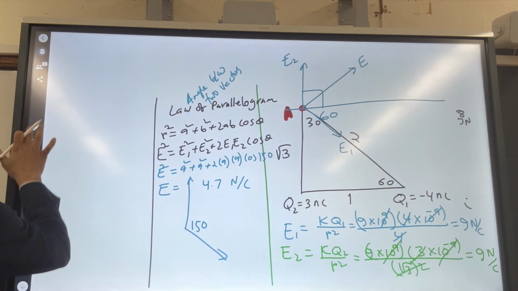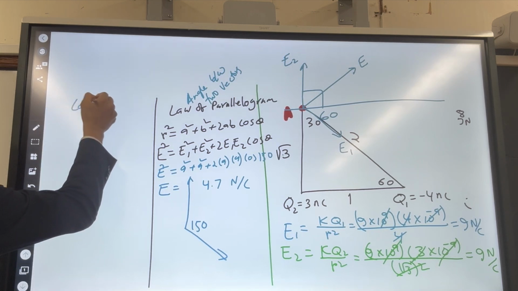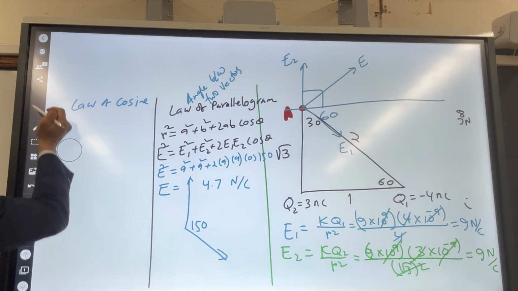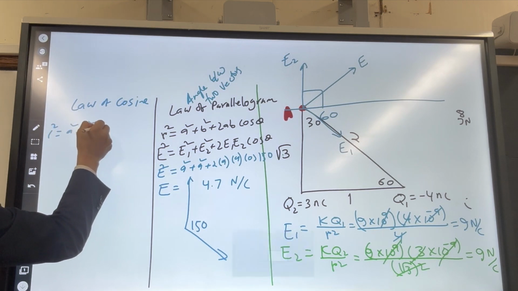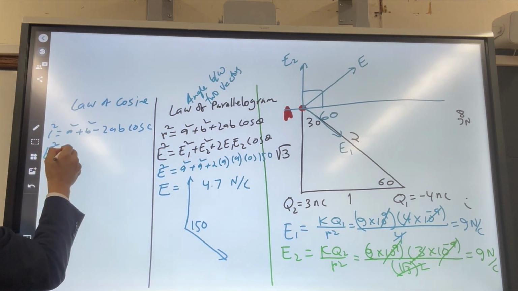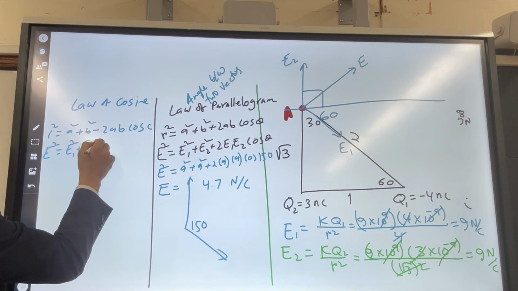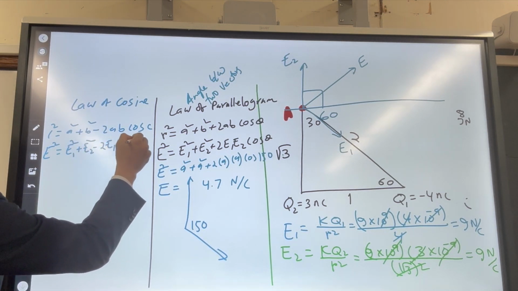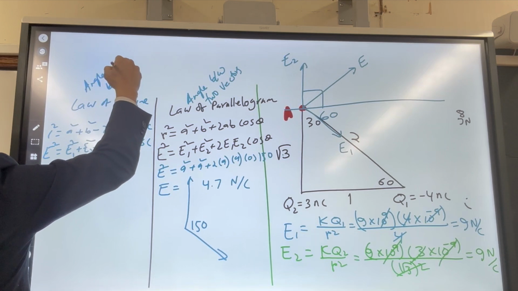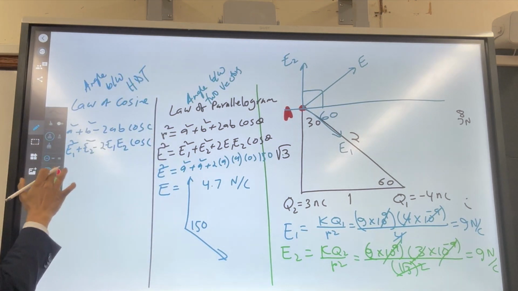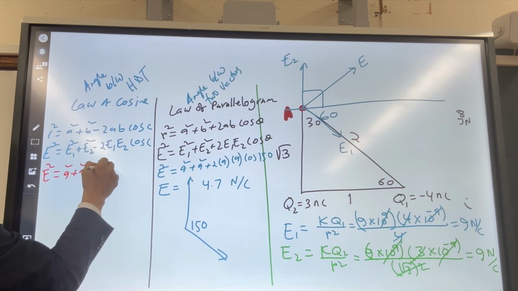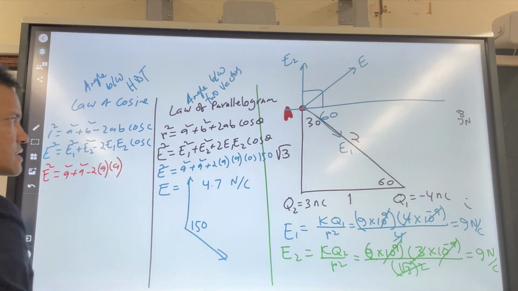Okay, now let's do the law of cosine. The law of cosine is C squared is equal to A squared plus B squared minus 2AB cosine C, which is E squared is equal to E1 squared plus E2 squared minus 2 E1 E2 cosine C. And this is the angle between head and tail. Okay, E squared is equal to 9 squared plus 9 squared minus 2 times 9 times 9. Let's try to understand head and tail.